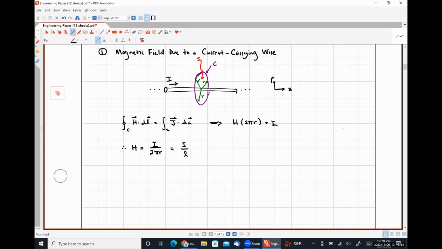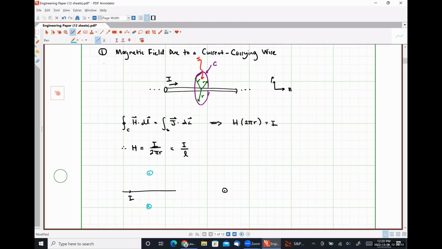So for this system, where we have a wire in the horizontal plane carrying a current I, we could say that our magnetic field vector H comes out of the page at all points above the wire and is directed into the page at all points below the wire.